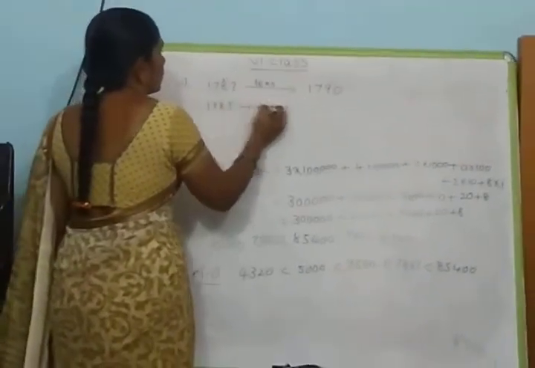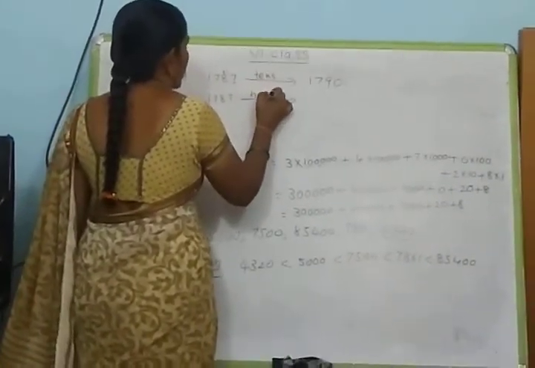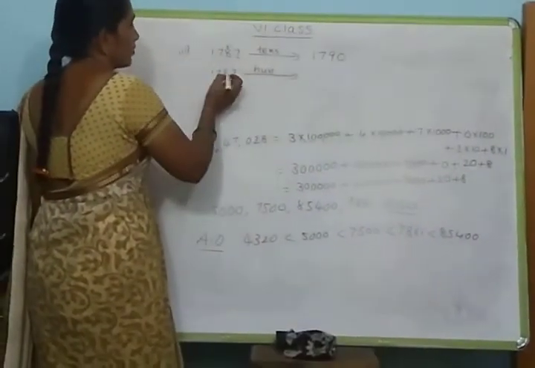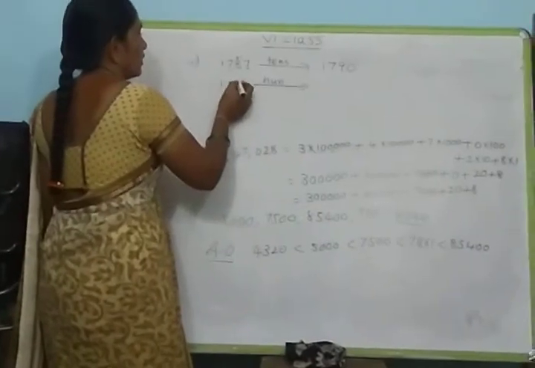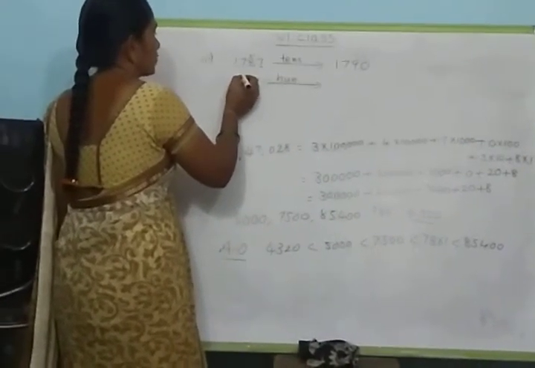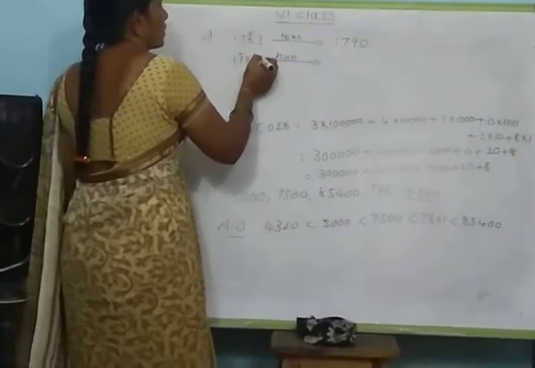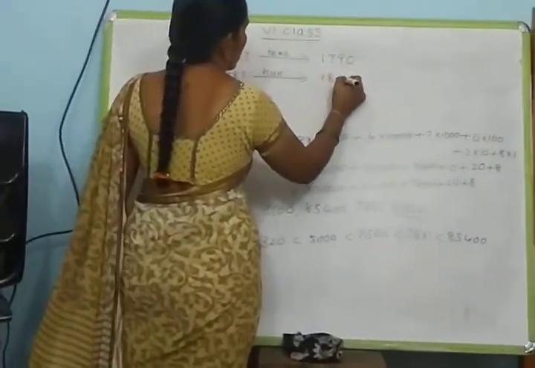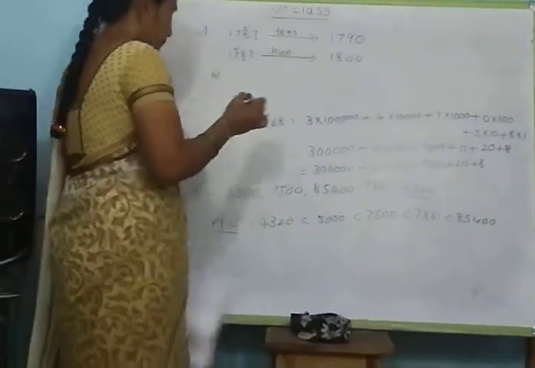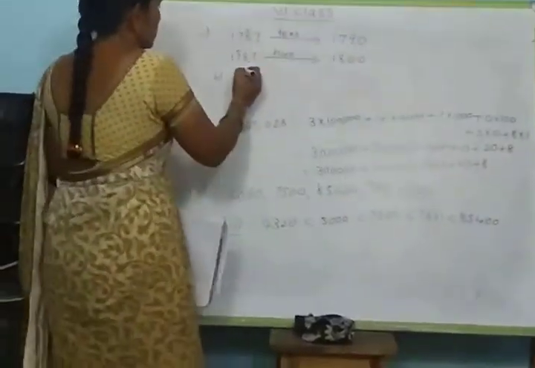Same number we have to round off to the hundreds place. When you are rounding to the hundreds place, you see the tens digit. Here 8 is there. 8 is greater than 5. So we have to add 1 to the hundreds place, remaining make it 0. So what you will get? 1,800.